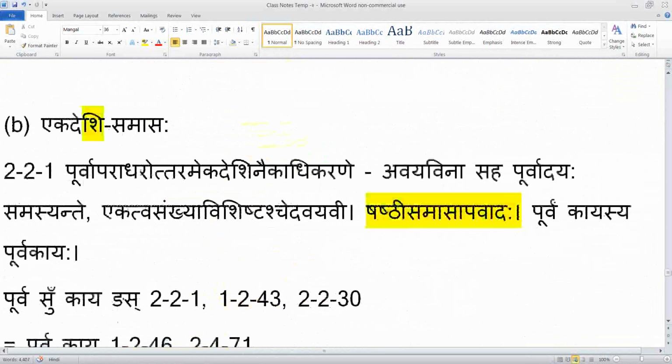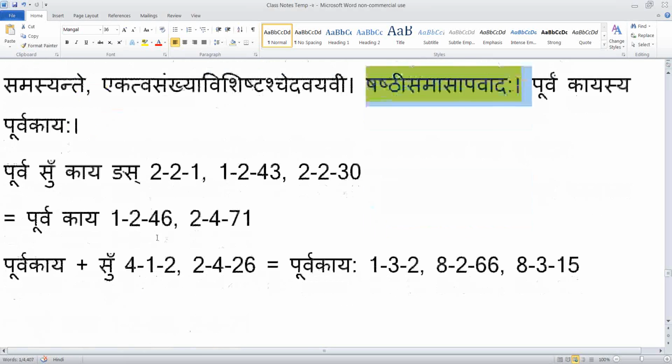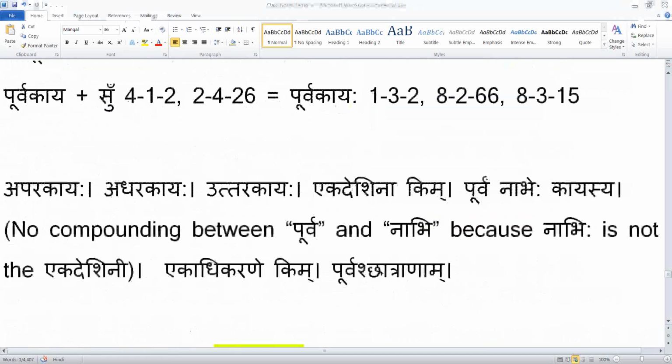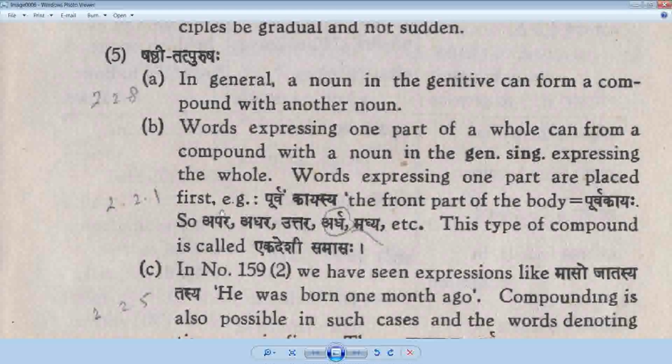Purva paradharottaram ekadeshina ekadhikarane. So we got that. The condition here was that you should have an ekadeshi, something which has parts. It should be ekatva sankhya vishishtaha, then one of these four can compound with that. This is apavada shashti tatpurushaha. If it is shashti tatpurushaha, you will not get purva as the purva padam.